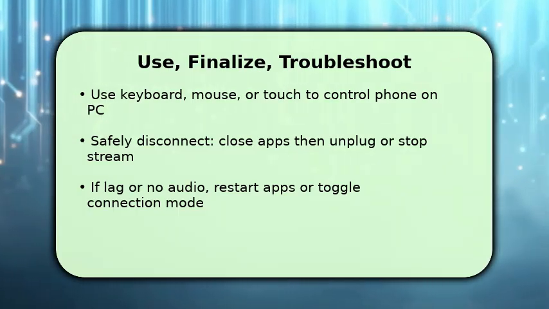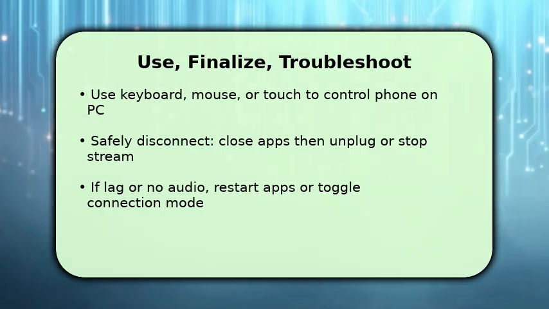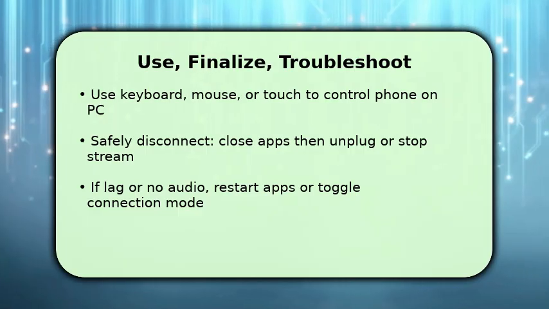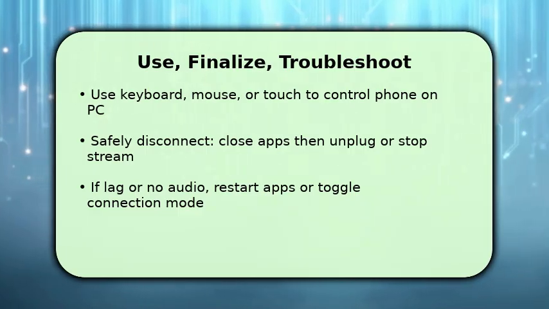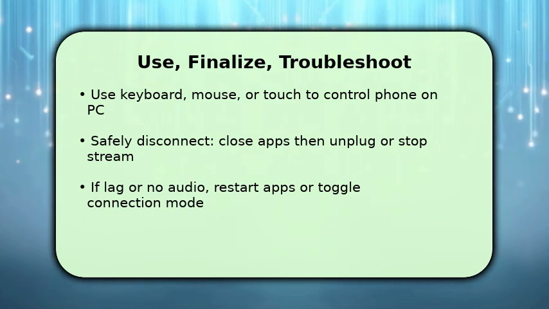If you hit problems, try this troubleshooting tip. Restart both apps and the phone, switch from Wi-Fi to USB, and reauthorize permissions. This fixes most lag, audio, and control failures quickly, because re-establishing a clean session clears transient errors.